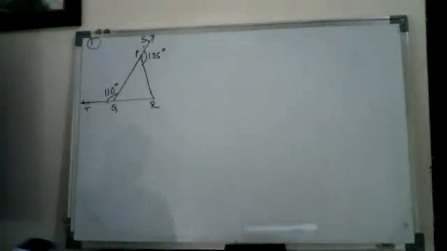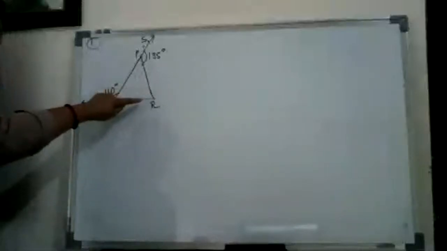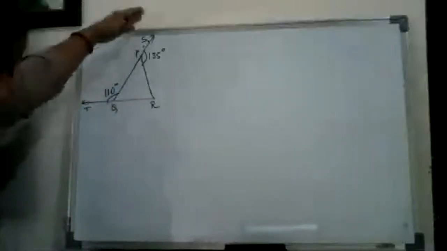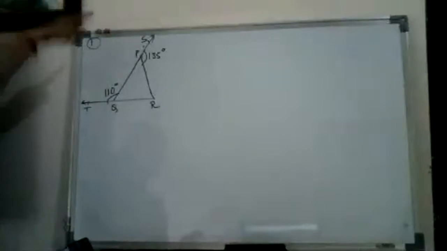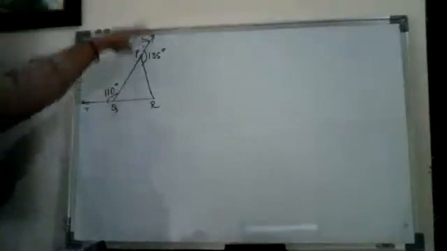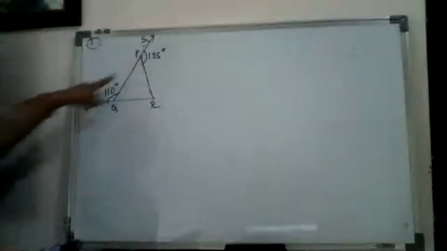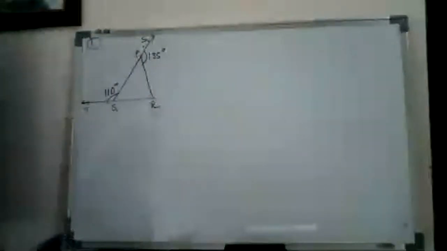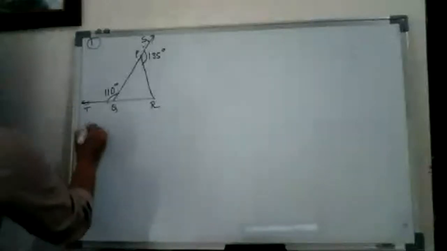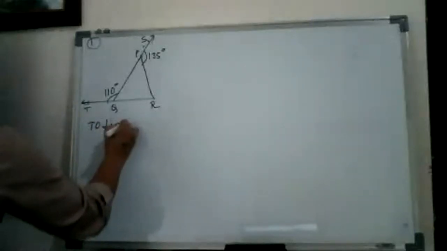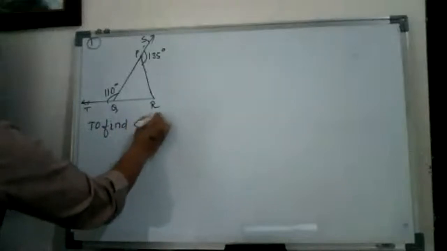Now what does it say? Side QP and side RQ of a triangle are produced to points S and T respectively. Now this side is extended over to S and this side is extended to get T, such that we get angle SPR as 135 degrees and angle PQT as 110 degrees. Our question is to find angle PRQ. We need to find out this angle.